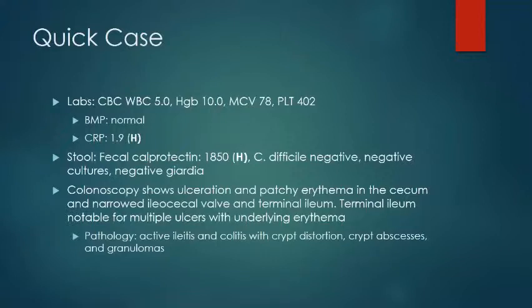She undergoes a colonoscopy. It shows patchy ulceration, erythema in the cecum, and a narrowed ileocecal valve and terminal ileum. And then the terminal ileum is notable for multiple ulcers with underlying erythema, consistent with ileal inflammation and right-sided inflammation. Pathology coming back from the biopsy shows active ileitis and colitis with crypt distortion, crypt abscesses, and granulomas.